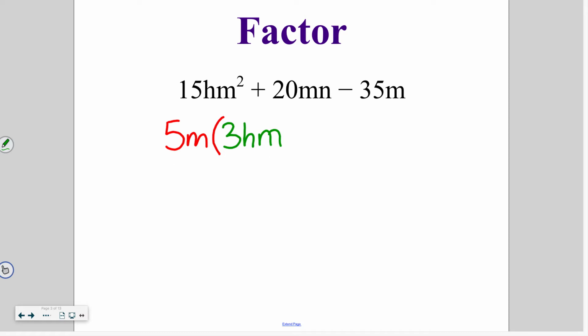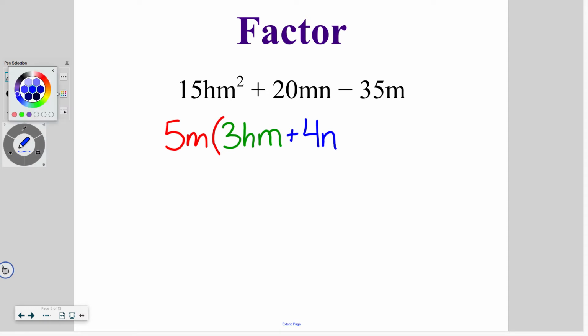If I want to double check my work, I could pretend like I'm distributing. 5 times 3 is 15, m times m is m squared, so I have 15hm squared, which is what I started with. Then I'm going to look at the next term. I'm going to do the same thing, starting with dividing the two numbers. So 20 divided by 5 gives me an answer of 4. Then I have mn to start. I took the m to the outside, so the only thing that's left is the n. Again, double checking, 5 times 4 is 20, m times n gives me mn. So I'm back to that starting term.